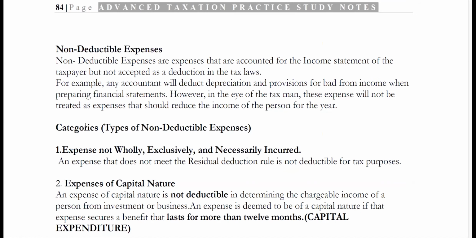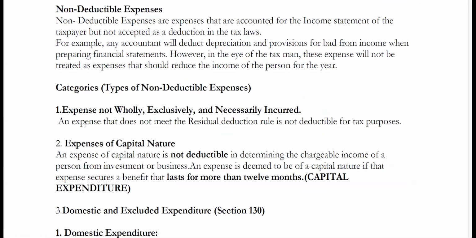And two, there are some non-deductible expenses that we also have to consider. Non-deductible expenses are expenses that are accounted for in the income statement of the taxpayer, but not accepted as a deduction in the tax laws. So it means that you can deduct from your normal accounting, right? But for the tax law, we won't accept it. For example, any accountant will deduct depreciation and provision for bad debt from income when preparing financial statements. However, in the eye of the taxman, these expenses will not be treated as expenses that should reduce the income of the person for the year, because we want money to be taxed, right? We need revenue, and it is not every expense that should be allowed.